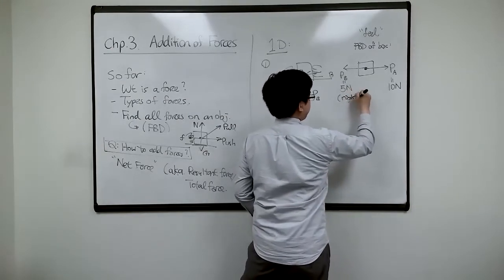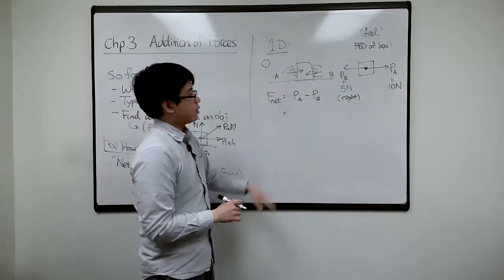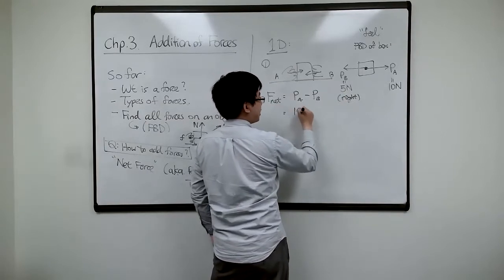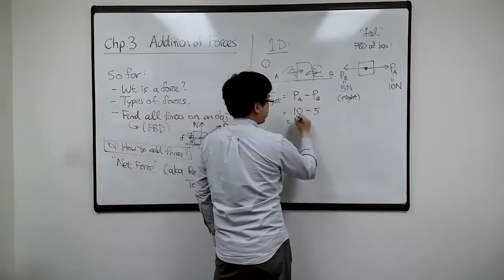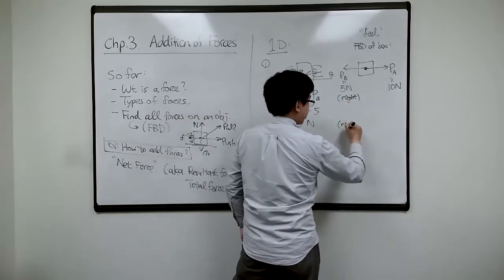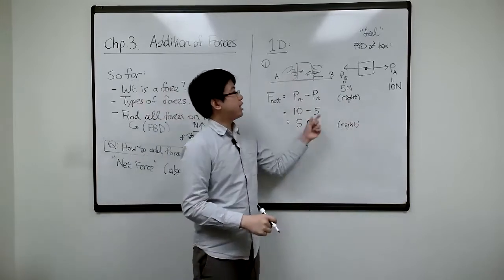It's to the right. There are 2 ways to think about it, but we'll go with this first. So PA is 10 minus 5. So finally, we have 5 newtons. And remember to also state the direction. So the magnitude of the net force is 5 newtons to the right.